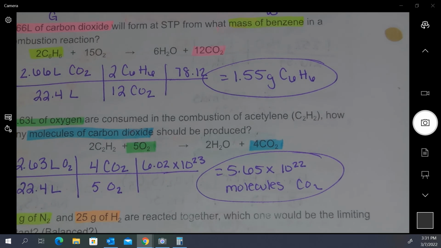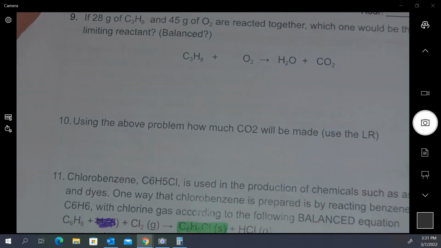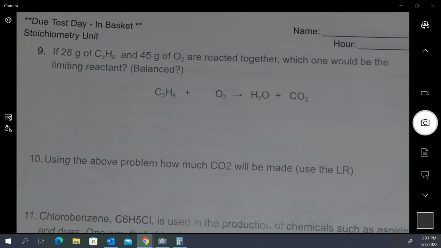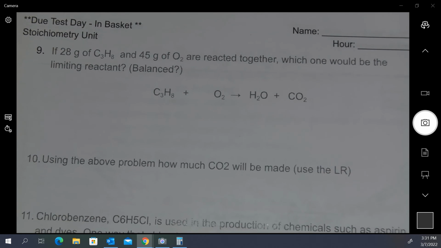Are we feeling good? Feeling a lot better? Maybe? Okay. All right. Number 9. Another limiting reactant problem, but also we have to check to make sure our equation is balanced, and it's not.